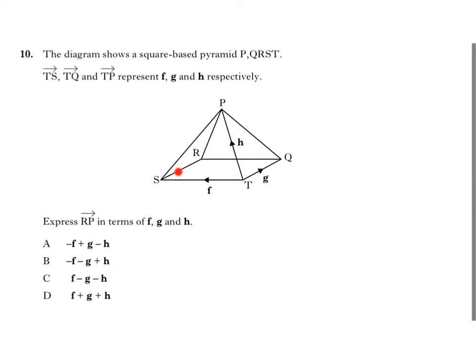Now you can see that the vector TS is represented by F. That's the same vector as QR, so that would also be F, which means this vector, moving backwards, would be minus F, and that's backwards from G, so minus F minus G plus H, and that's option B.